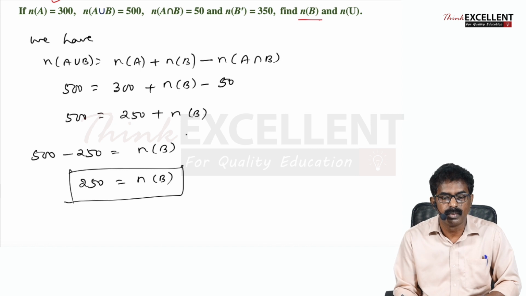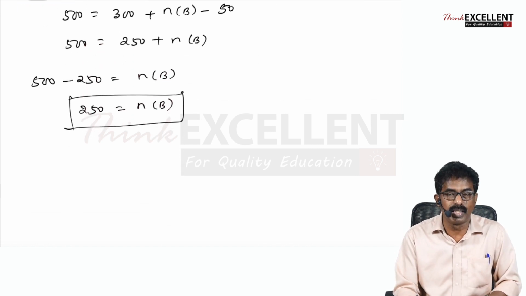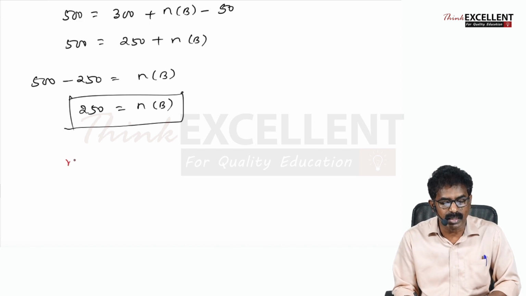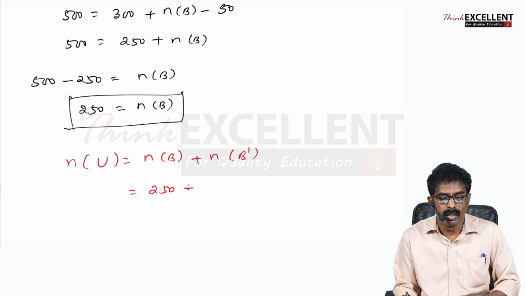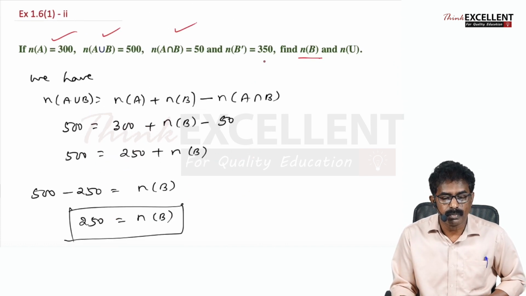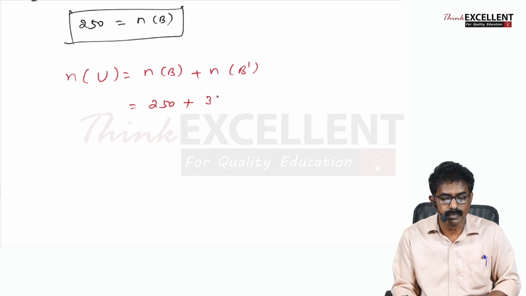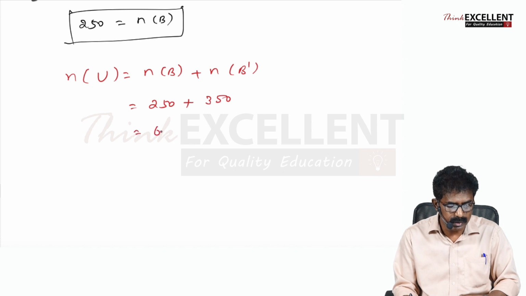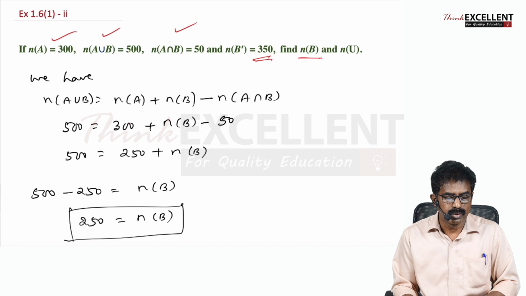One part done. Second one, N of universal set. Again, like the previous question, N of U equal to N of B plus N of B dash. Because N of B, you got it now, 250, plus N of B dash, that is given in the question, right? What is that? 350. So substitute 350. So what are you getting? You are getting 600. So only just those two formulas, you have to remember, you can do that.